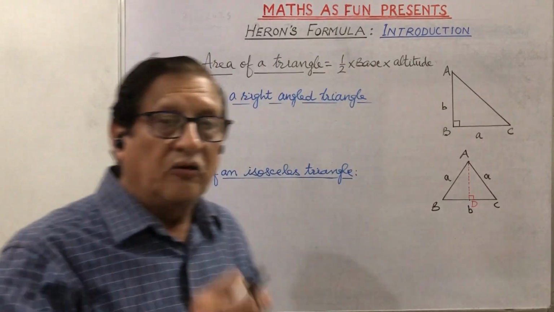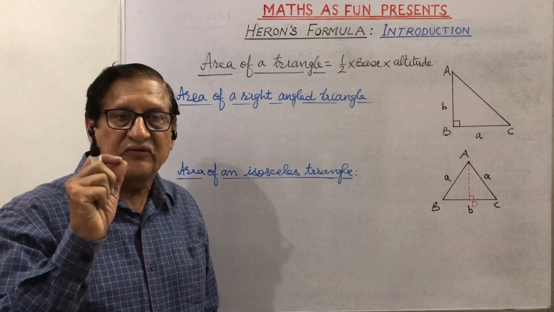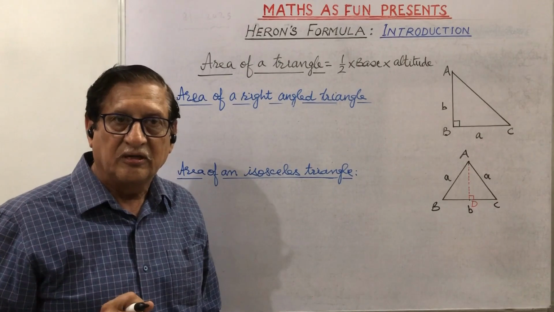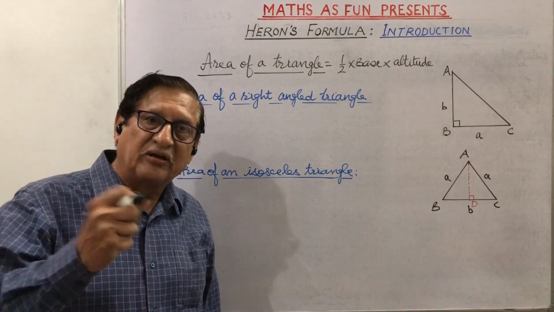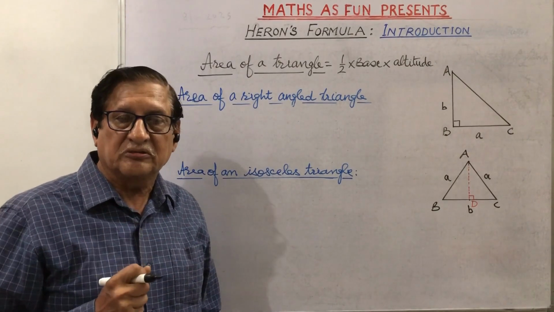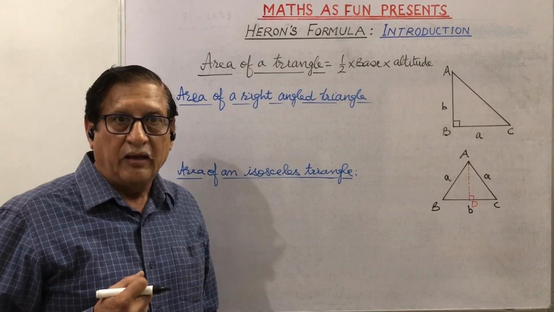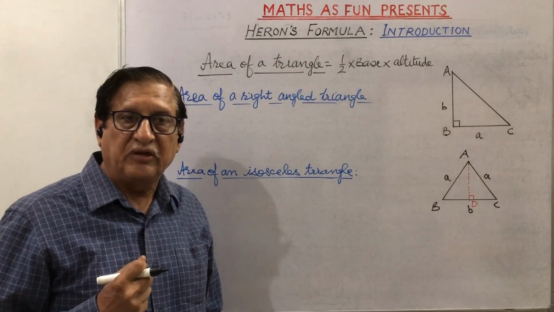So here we know that the triangles are classified in two different ways. Number one, according to sides, and number two, according to the angles. This we have learnt in the previous chapters, that is on triangles. According to the sides, we divide the triangles in three forms.